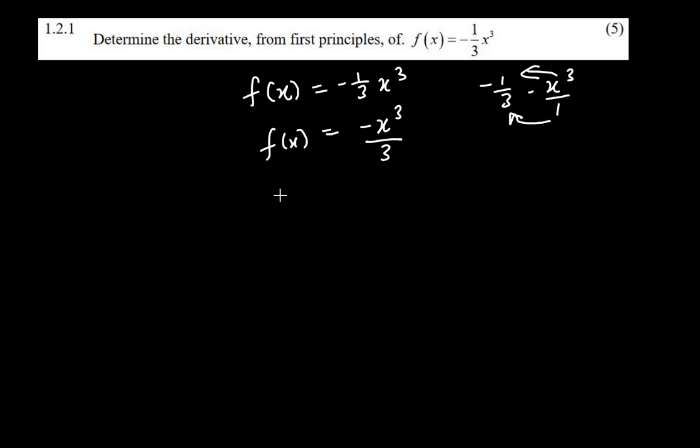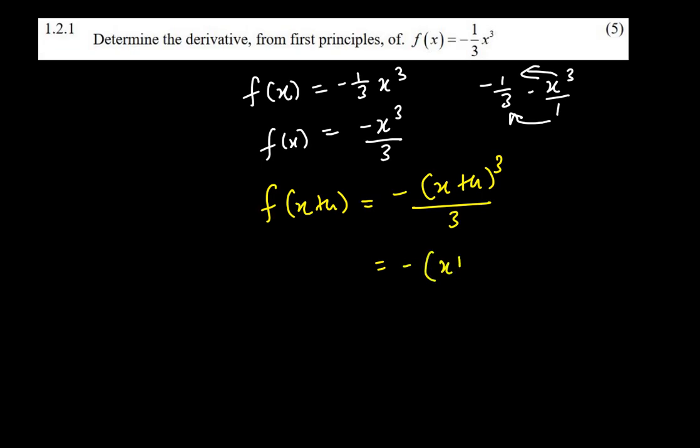Then the next step is to find our f of x plus h. So our f of x plus h would be, where we see x in this formula, we're going to put x plus h. So I'm going to say negative times x plus h all cubed divided by 3. Now you can actually simplify it from here. Simplify that top part. So you have negative times x plus h times x plus h all squared. I think now you know that it's going to be like this, and then we're going to simplify.